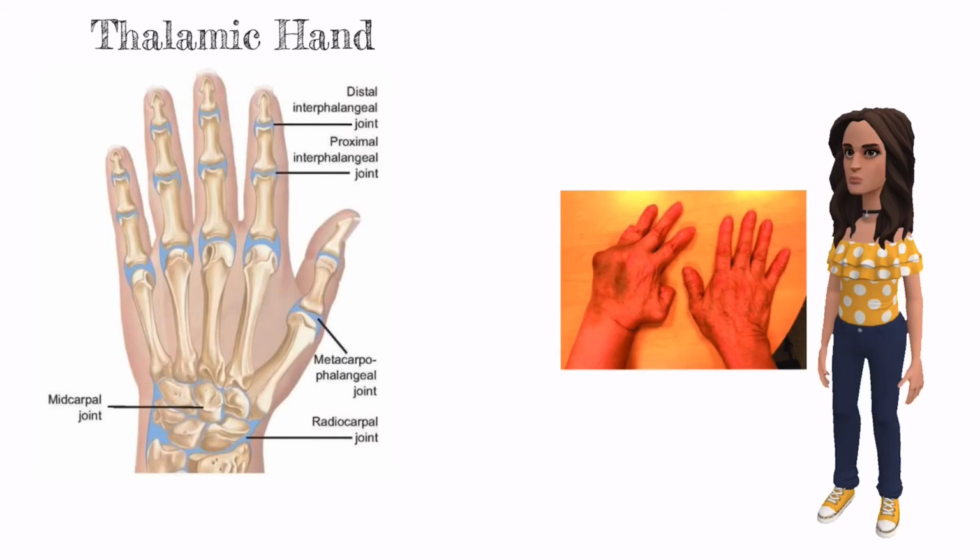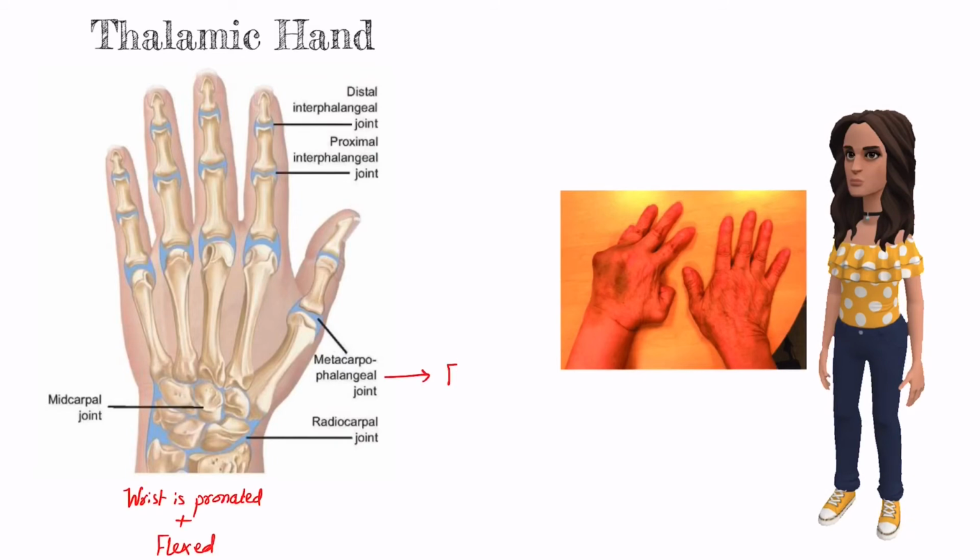Thalamic hand. In some patients with thalamic lesions, the wrist of the contralateral hand is pronated and flexed. The metacarpophalangeal joints are flexed, and the interphalangeal joints are extended. The fingers can be moved actively, but the movements are slow. The condition is due to altered muscle tone in the different muscle groups.